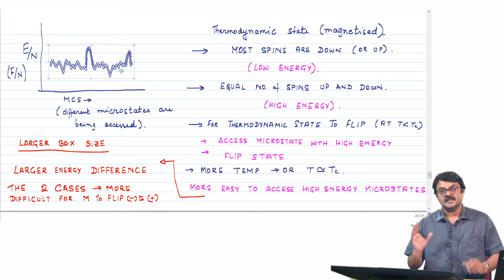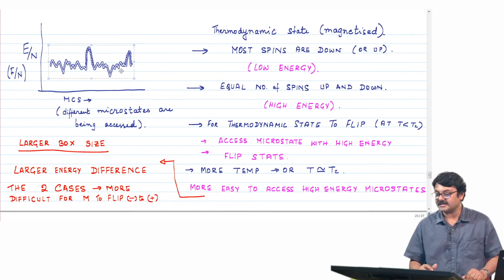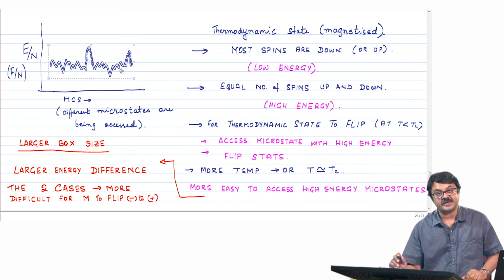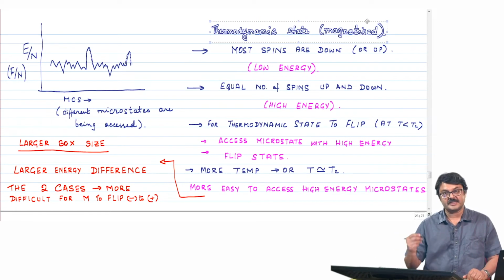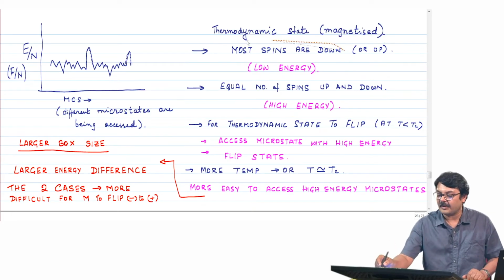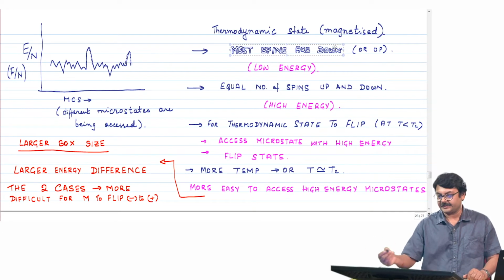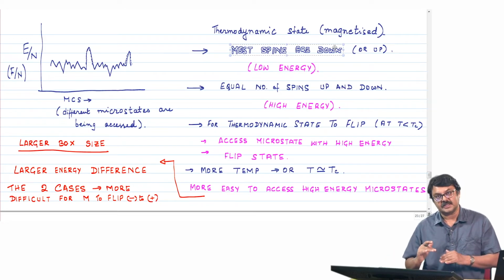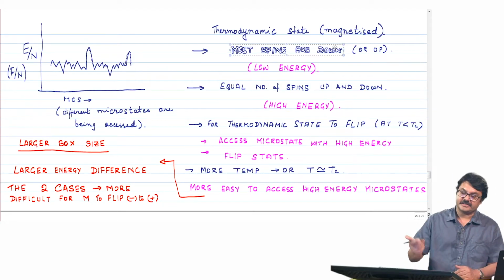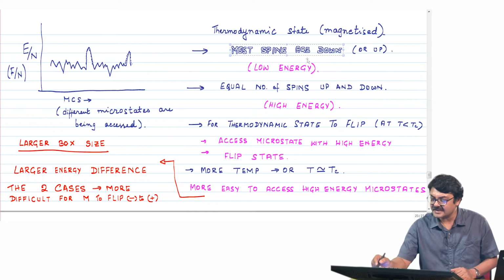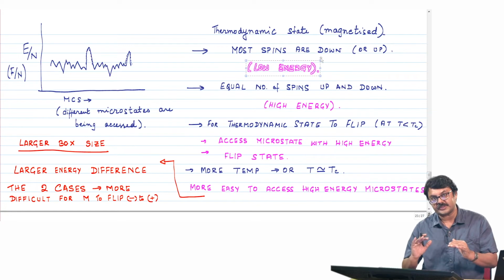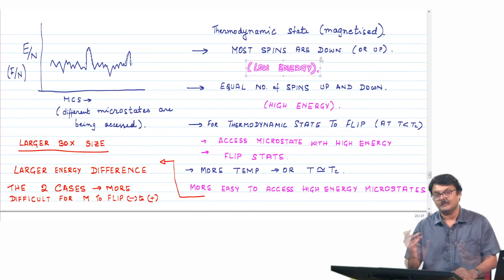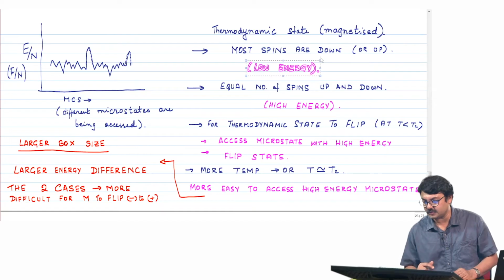Now, consider a system, suppose a 20 cross 20 lattice, and the temperature is less than Tc, that is, the thermodynamic state is magnetized. Most spins are pointing up or, say, down, it does not matter. Most of the spins are pointing either down or up, but a few are pointing in the opposite direction, so they are forming small domains. This is a relatively low energy state. The average energy of that microstate is low, close to -2 per spin, some value higher than -2 per spin.